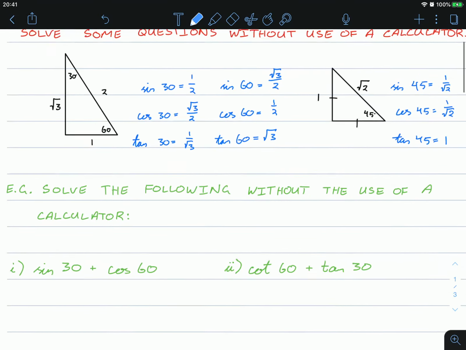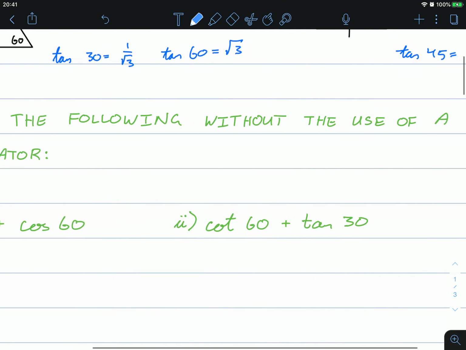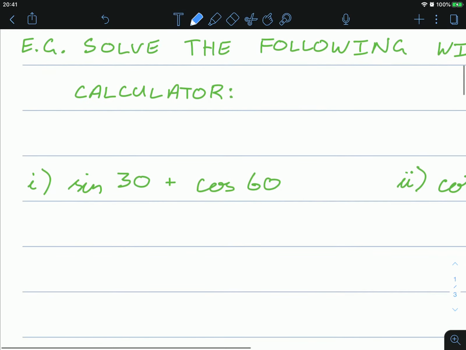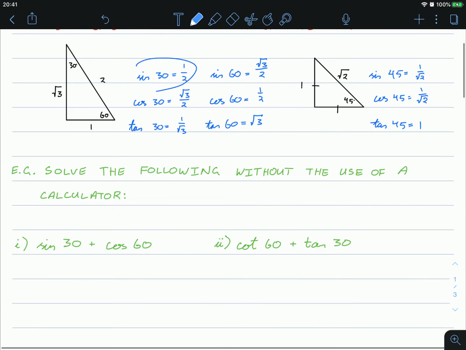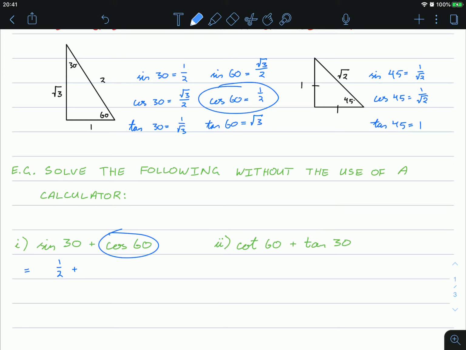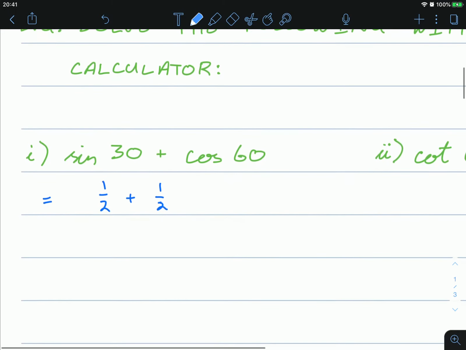Here we go. So let's solve these without a calculator. Sine of 30, that's half. So instead of sine of 30, we're going to replace that with half. Cos of 60 is also half. Well, half plus half, that's 1 whole.